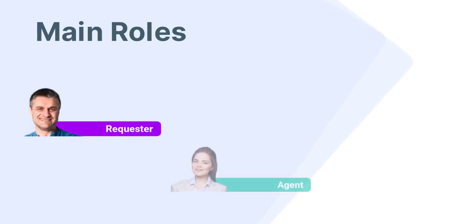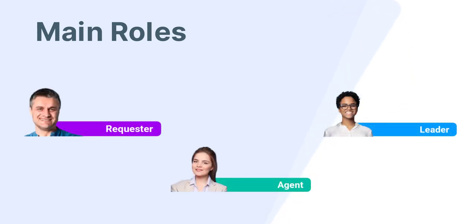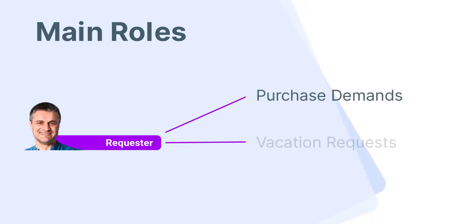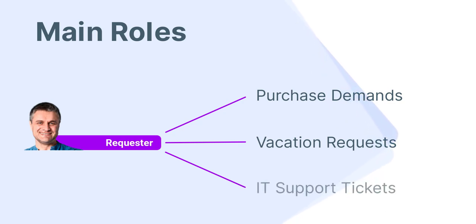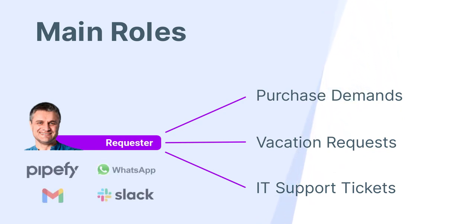In Pipefy, we can identify three main roles in an operation: requesters, agents, and leaders. The whole process starts with a demand being submitted by a requester. Some examples of these demands in a request management process are purchase demands, vacation requests, and IT support tickets. For the requester, it is important to have flexibility and easy access to the request channels. This can be achieved in Pipefy since we can enable a variety of usual tools for the requester to submit their demands.